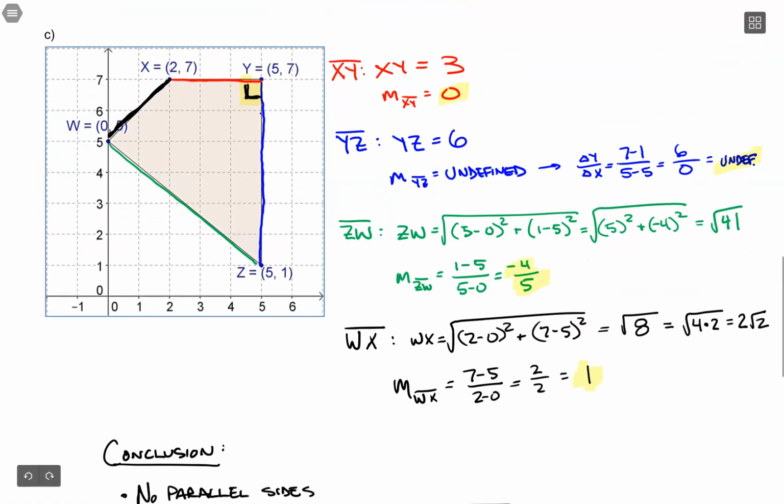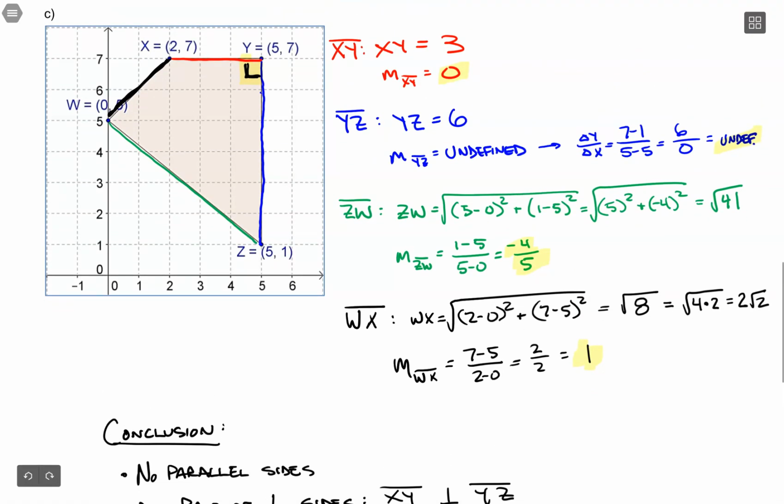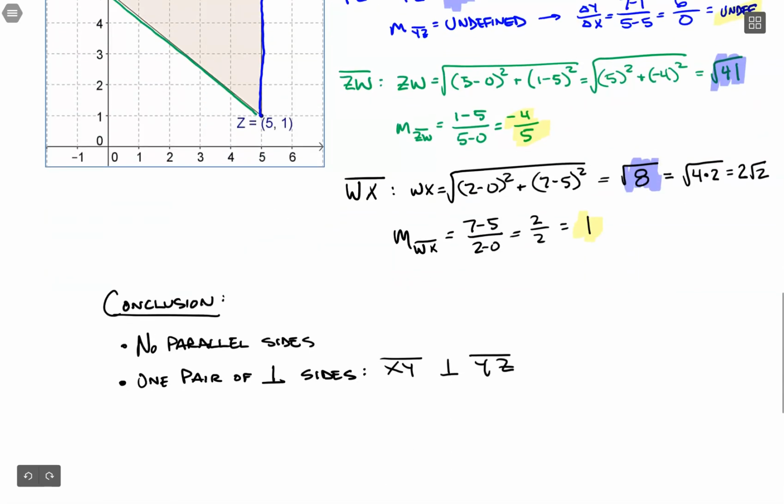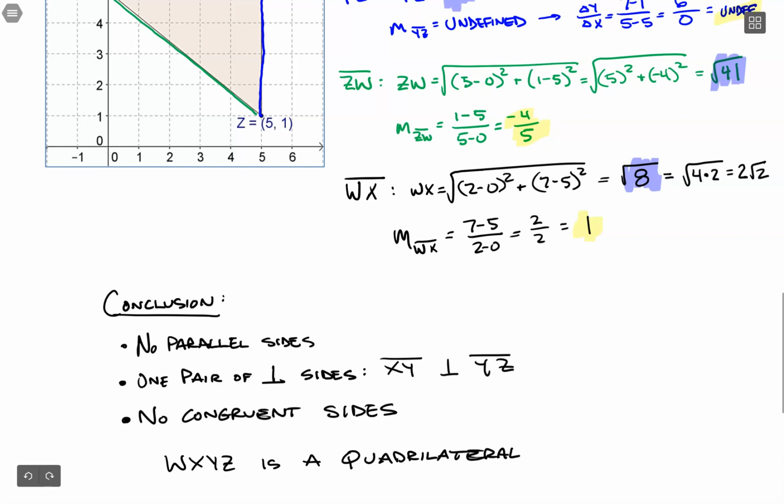Okay, now let's go back and take a look at our side lengths. I'll go ahead and highlight all the side lengths here: 3, 6, square root of 41, and square root of 8. None of those are equal, so we have no congruent sides. And that's all we can say. So all we can say here is WXYZ is a quadrilateral. It's not a parallelogram, it's not a rhombus, it's not a trapezoid, it's not a kite.